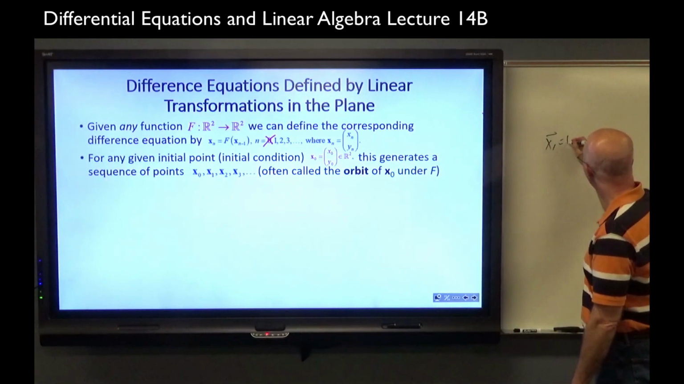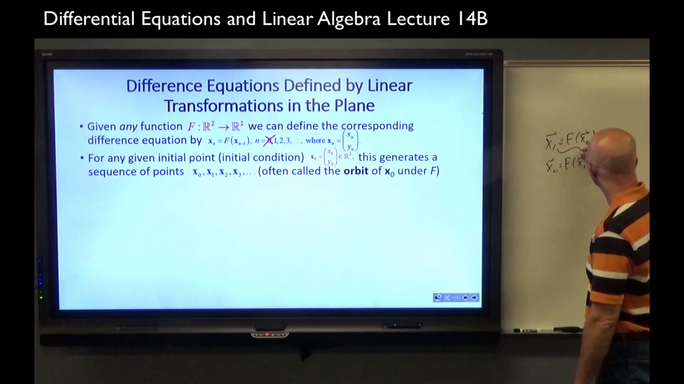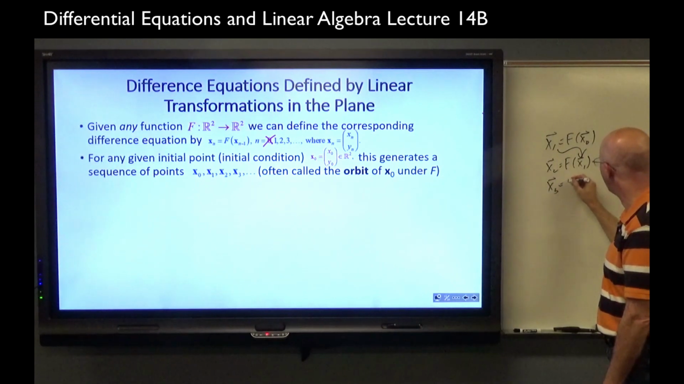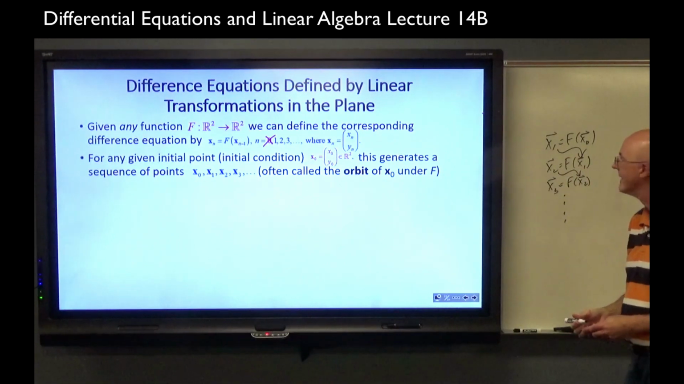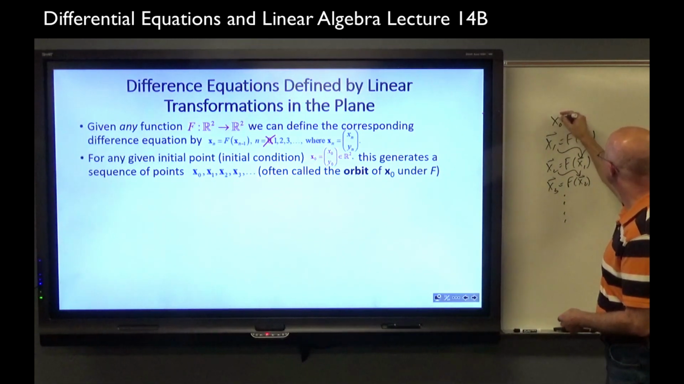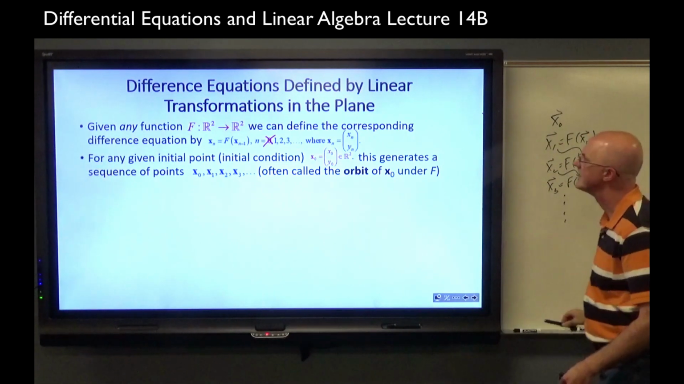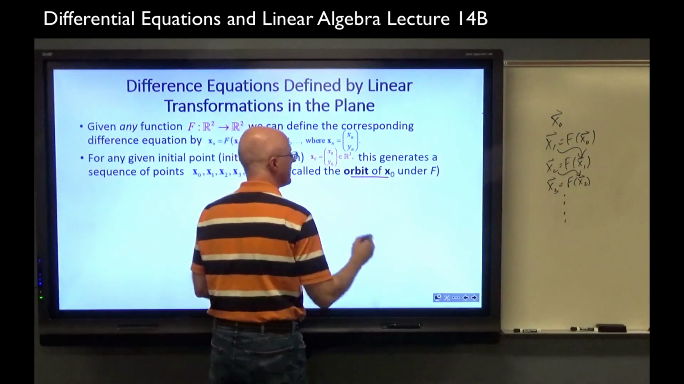x_1 is going to be f of x_0. x_2 is going to be f of x_1. I take the previous output and it now becomes the input. x_3 will be f of x_2. I take the previous output and it now becomes the input, etc. I started with an initial vector, x_0. This set of points, this sequence, is often called the orbit of x_0 under f.